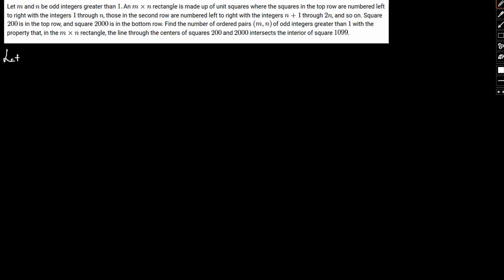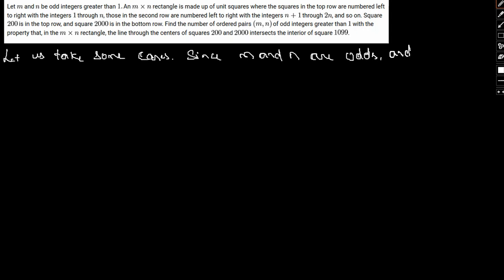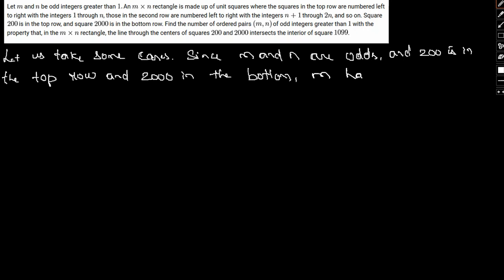So let us take some cases. Since m and n are odd, and 200 is in the top row and 2000 is in the bottom, m has to be 3, 5, 7 or 9. Okay.